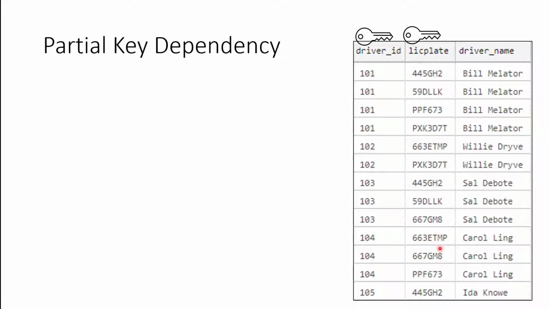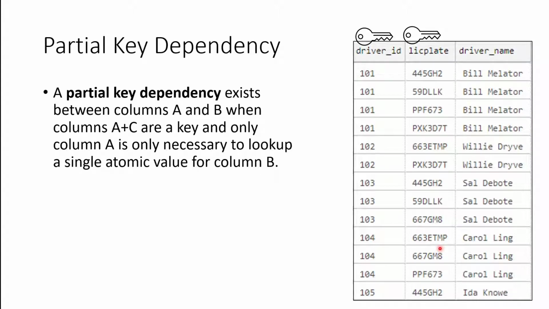So let's talk partial key dependencies now. We talked about key dependencies and no key dependency. Now let's talk about partial key dependencies. Partial key dependencies are only in a situation where you have a composite key, that is, a key that is made up of more than one column.